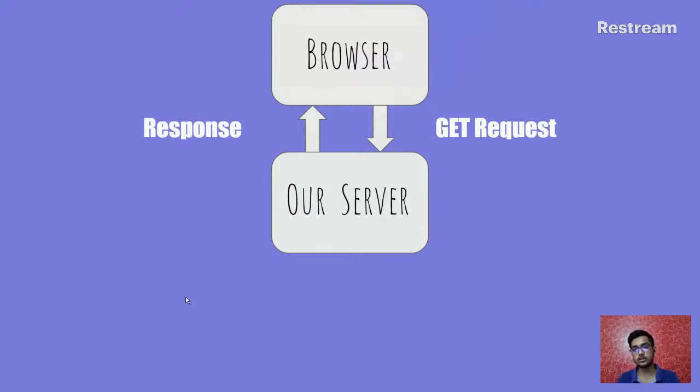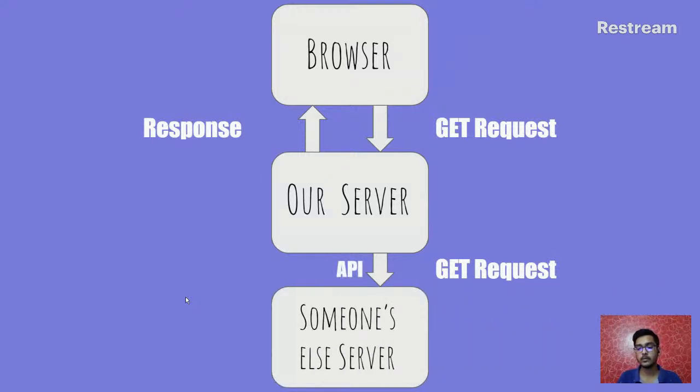Now, if the user wants the weather data, but our server doesn't have that data, what will our server do? Our server will send another GET request to someone else's server using an API that holds that weather data, and then that server will send back a response to our server with that particular piece of data, and our server will send a fresh response back to our browser, and the browser can render the weather data on the screen. So this is how the weather web app is going to work.